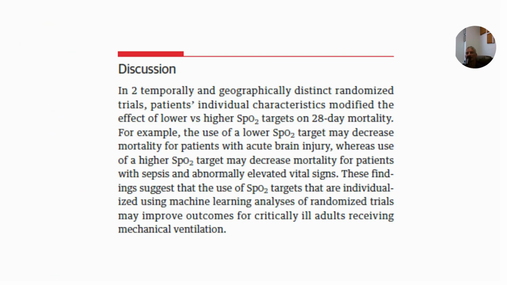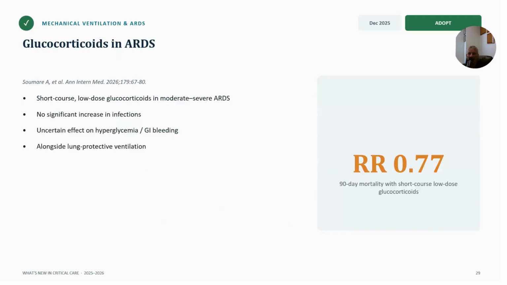In two temporally and geographically distinct randomized trials, patients' individual characteristics modified the effect of lower versus higher SATs on 28-day mortality. The use of lower saturation target may decrease mortality for acute brain injury, whereas use of higher SATs may decrease mortality for patients with sepsis and abnormally elevated vital signs. So this may improve outcomes later on.